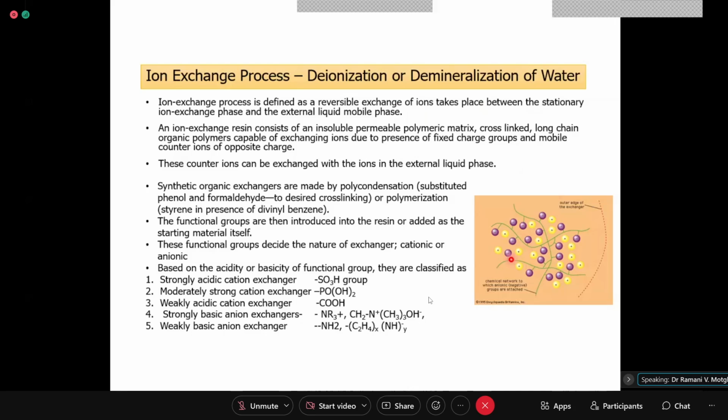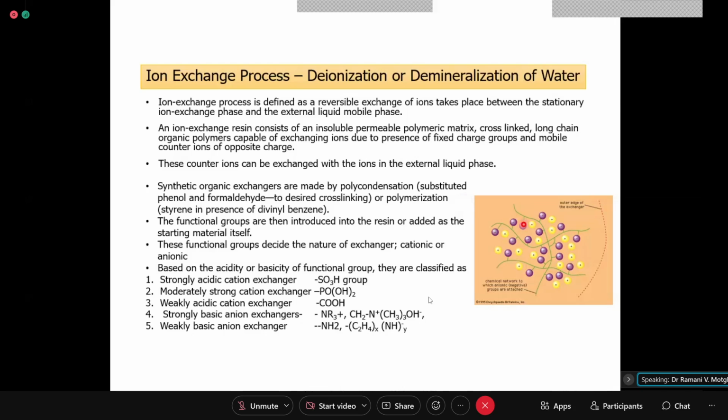Now this is the polymeric matrix over which water flows. This is a polymer on which certain fixed charge groups are there which are negatively charged, like SO3 minus. So H plus will remain over here as a counter ion. So this one is a fixed charge group and this one is a counter ion. Similarly, this is the fixed charge group which is fixed on the polymer.